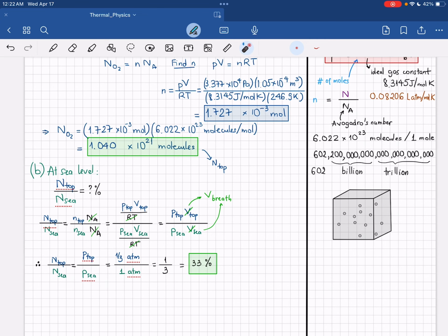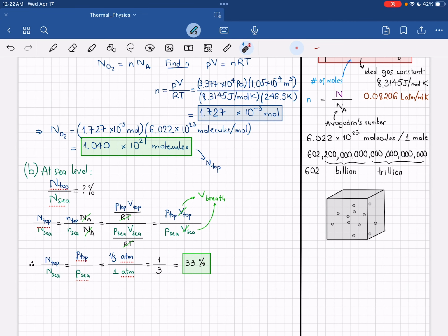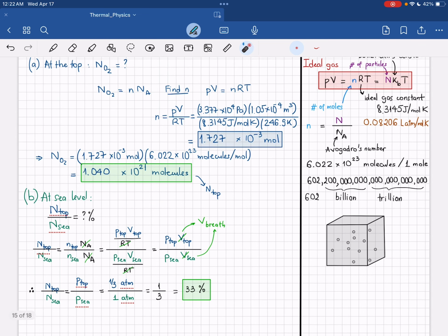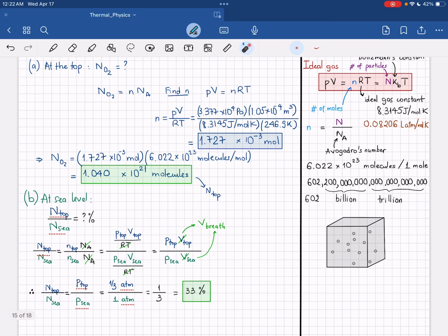We can see that the number of molecules is related to the number of moles by this equation. So the numerator and the denominator will have the same N_A, Avogadro's number, so it can be cancelled out. Now this ratio is just the ratio of moles. From the ideal gas equation of state, the number of moles is calculated as PV over RT.